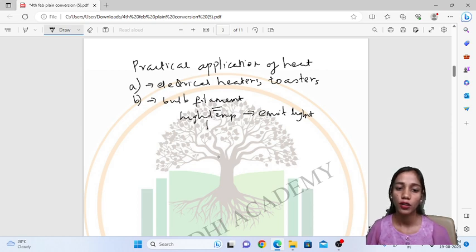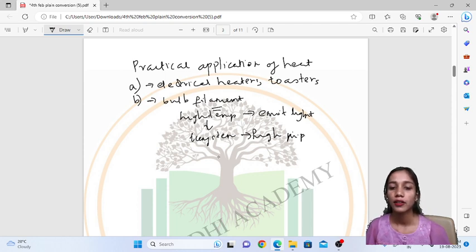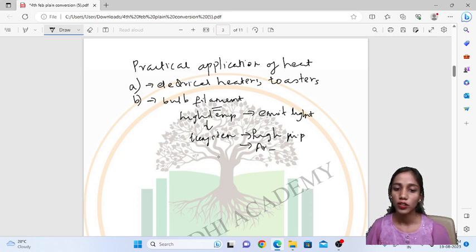One of the materials used to make this filament is tungsten. The first property is that it has a very high melting point. And secondly, the bulb is filled with inert gases like nitrogen and argon, which will prolong the life of the filament.